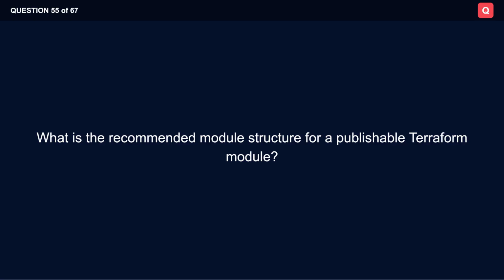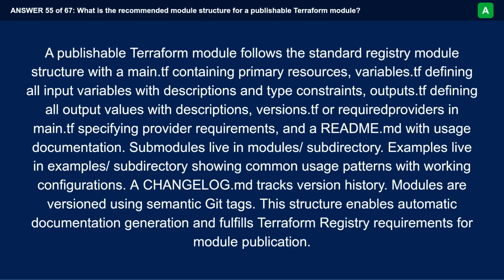What is the recommended module structure for a publishable Terraform module? A publishable Terraform module follows the standard registry module structure, with a main.tf containing primary resources, variables.tf defining all input variables with descriptions and type constraints, outputs.tf defining all output values with descriptions, versions.tf or required_providers in main.tf specifying provider requirements, and a README.md with usage documentation. Submodules live in the modules/ subdirectory.